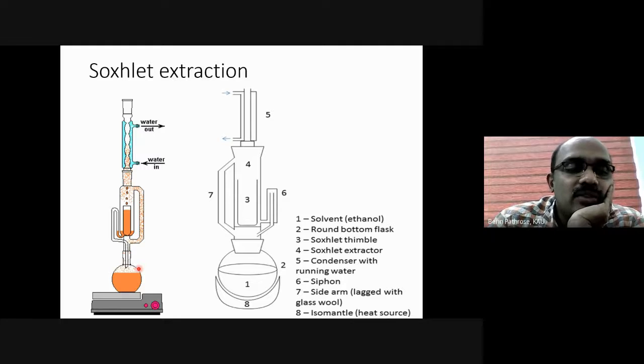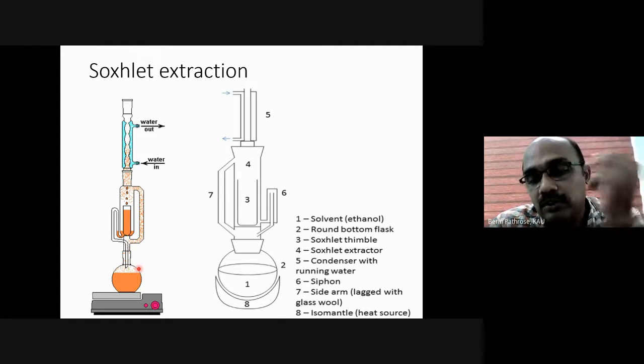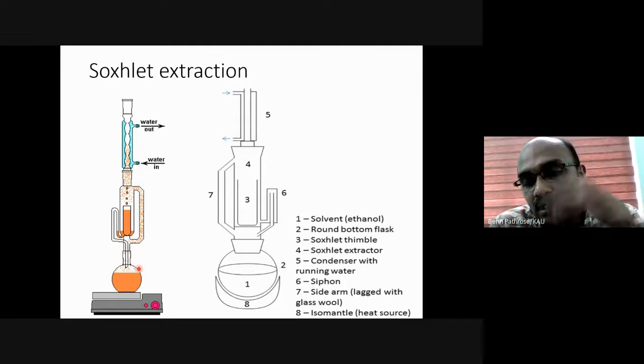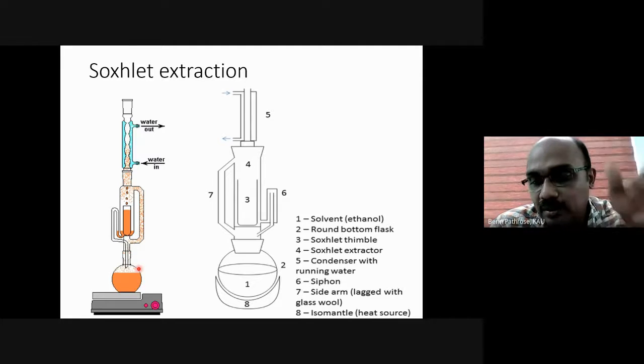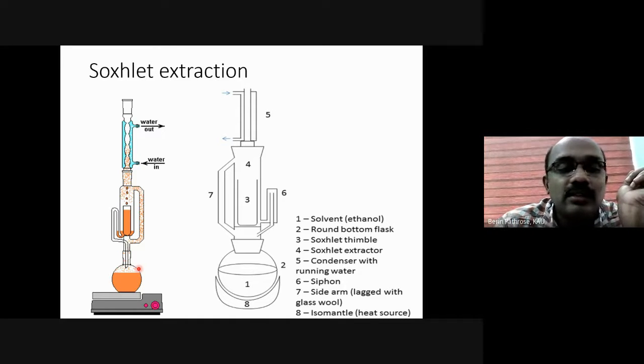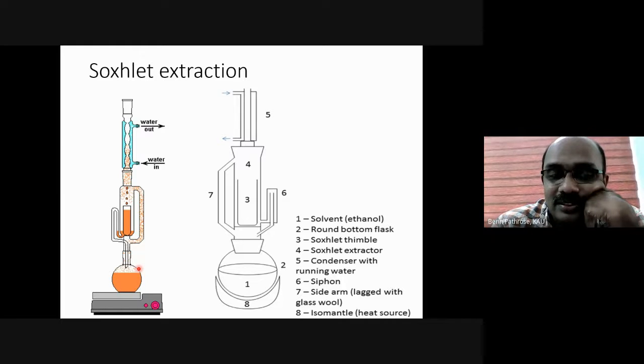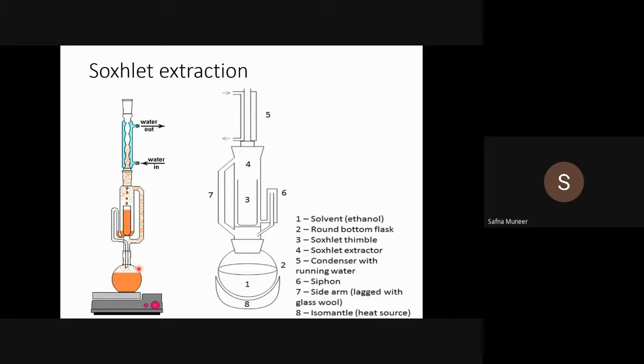In the round bottom flask, whatever solvent is collected at the end of the cycle, say 3 hours, 4 hours, or 5 hours, once we stop the heating mantle, stop the heating, the entire solvent will be collected in this round bottom flask. The solvent will be having the pesticide.